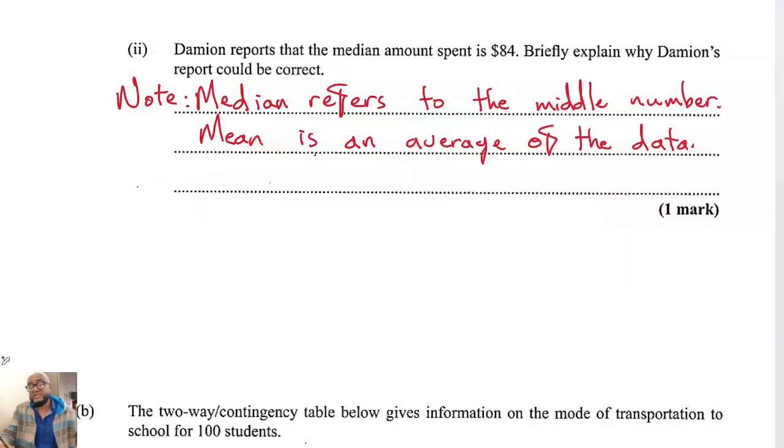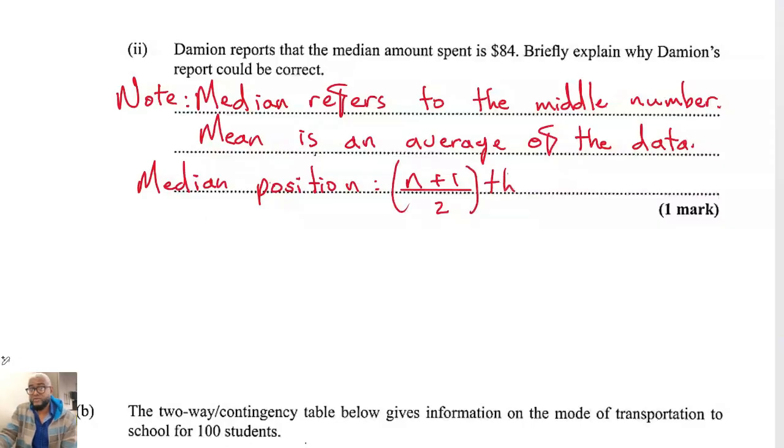Now there's a formula to find the median position, right? And that formula would be n plus 1 divided by 2, okay? So this will give you the median position. So it'll be that or whatever position. Okay, I'm going to put where n is the total.